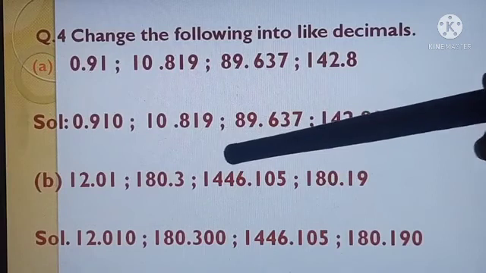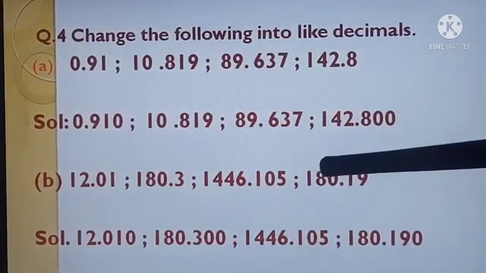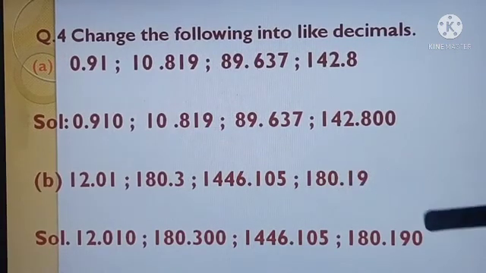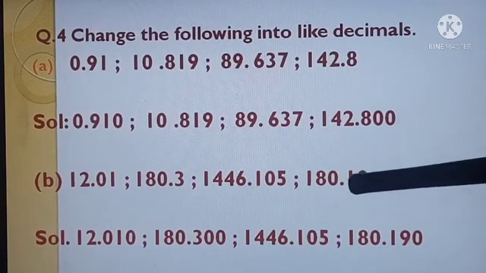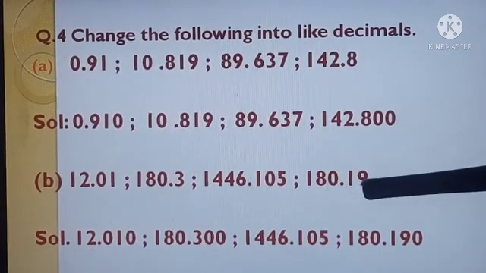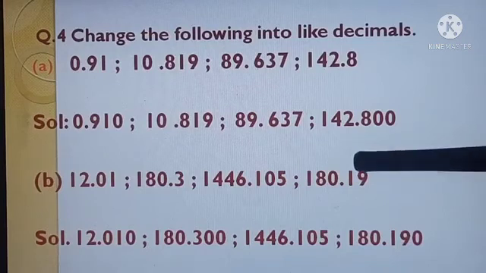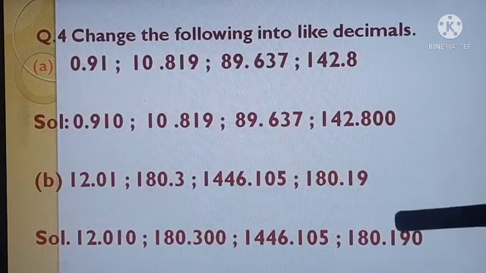Next is 1446.105 and the last is 180.190 will be written. Right? Don't write here 180.019. No. At 10th place 1 is given. So in our answer also on 10th place 1 should be there. Clear?